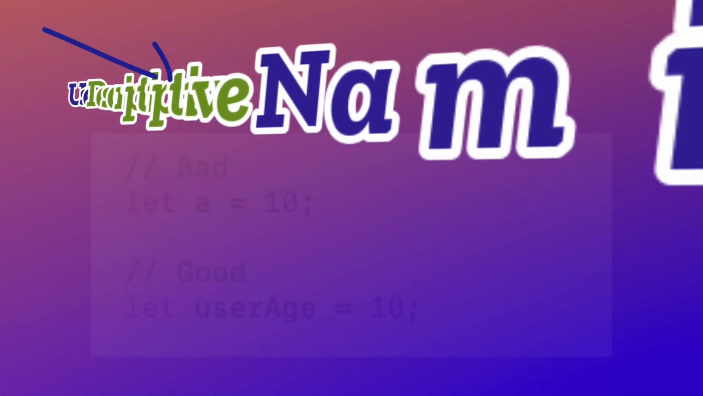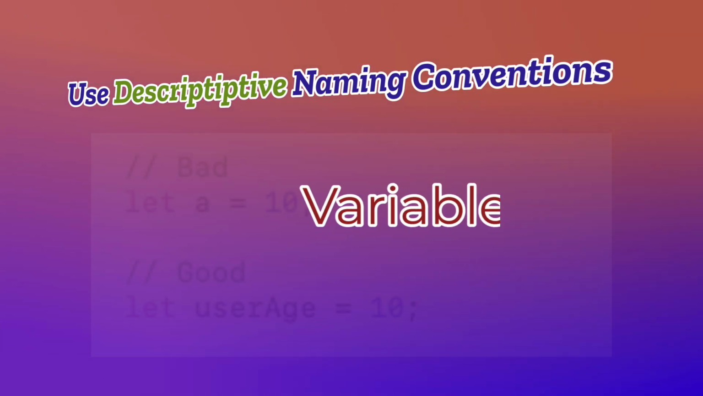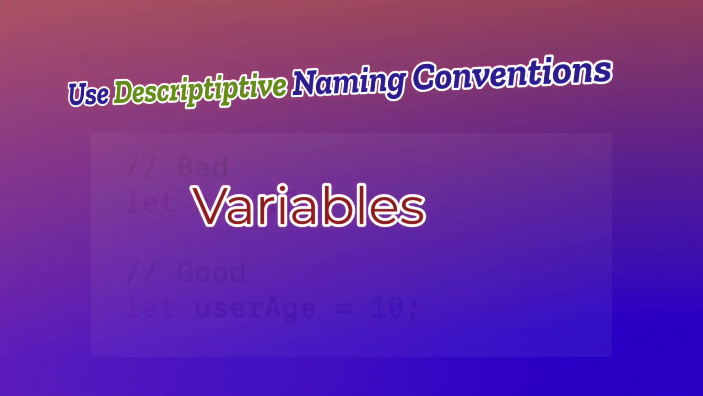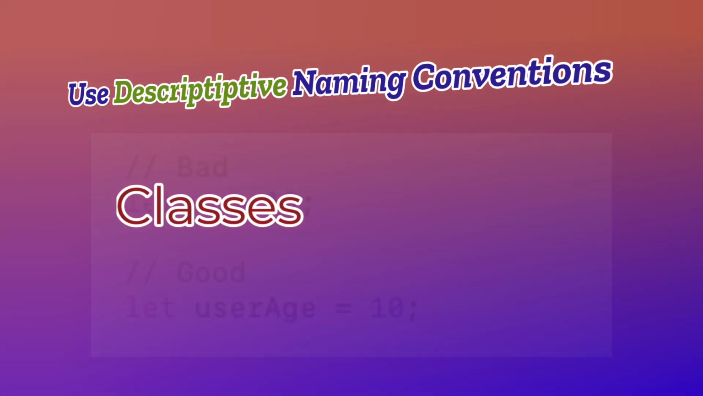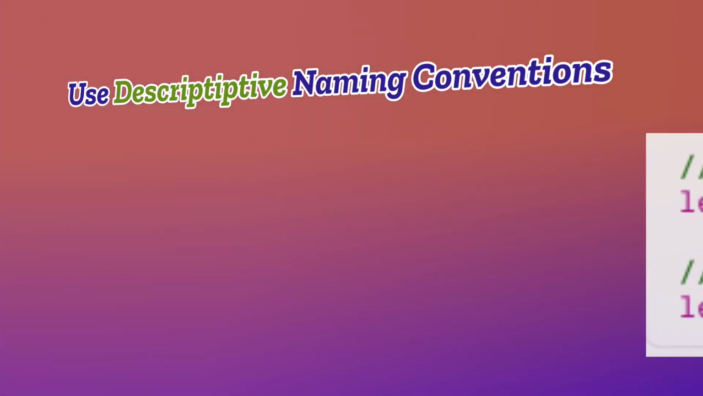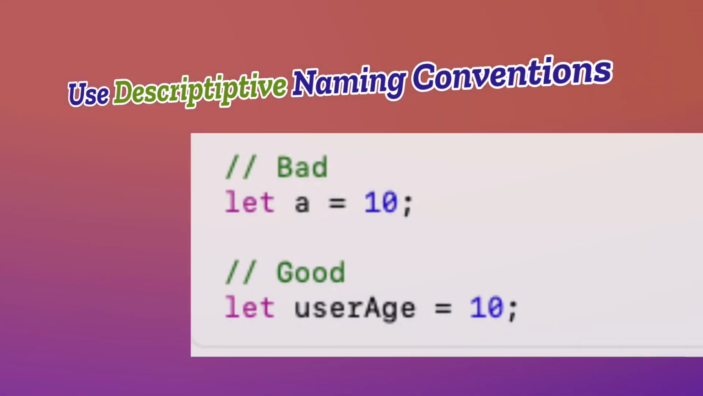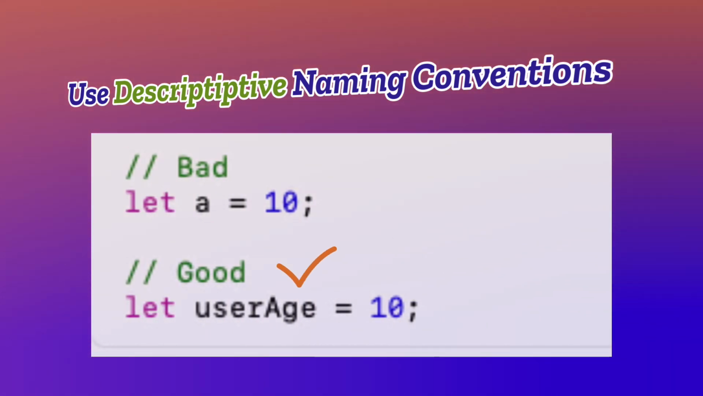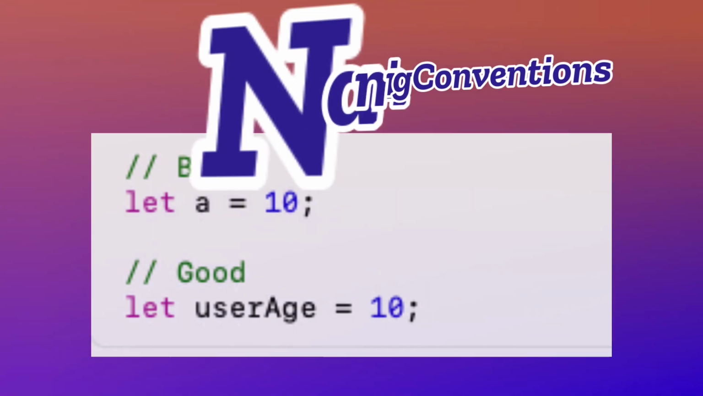Third tip is descriptive naming conventions. One of the most important things you can do is to name your variables, functions, and classes descriptively. Avoid single letter names unless it's in loops. Good naming helps other developers and your future self understand the code easily. In this example, userAge is much more informative than a. Descriptive naming makes your code self-documenting and reduces the need for excessive comments.